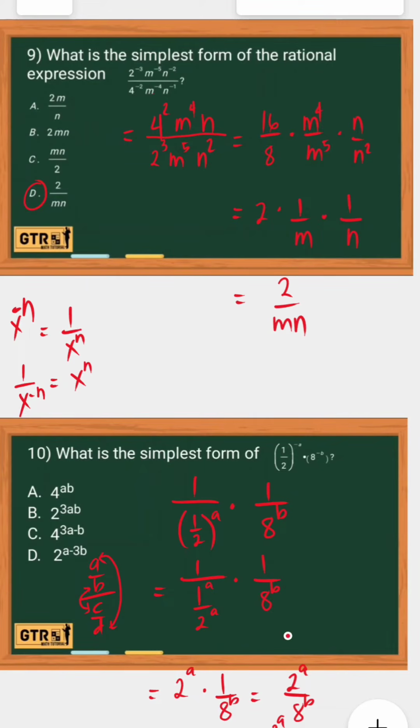Okay? So now apply the law of quotient law. Since same base of 2, so just subtract a minus 3b. So therefore, the final answer is 2, copy the same base and then subtract the exponent a minus 3b, which is letter D. Okay?